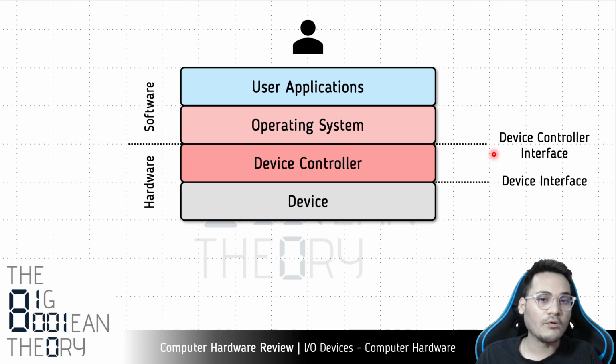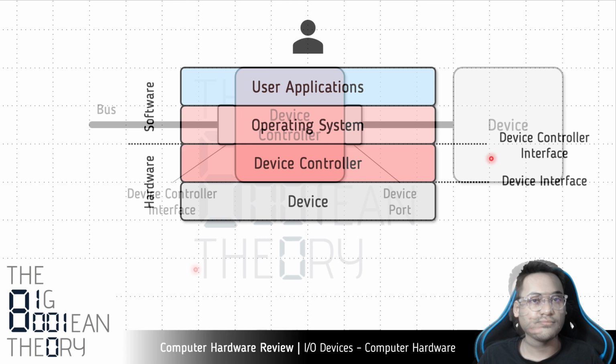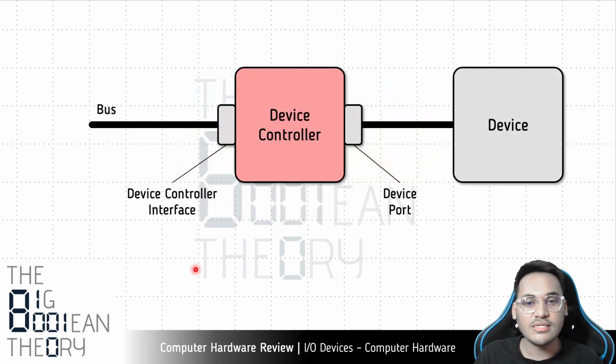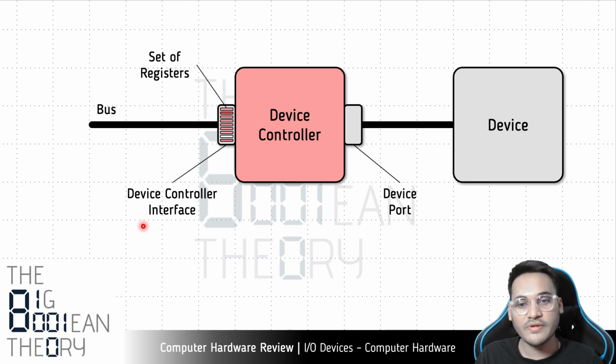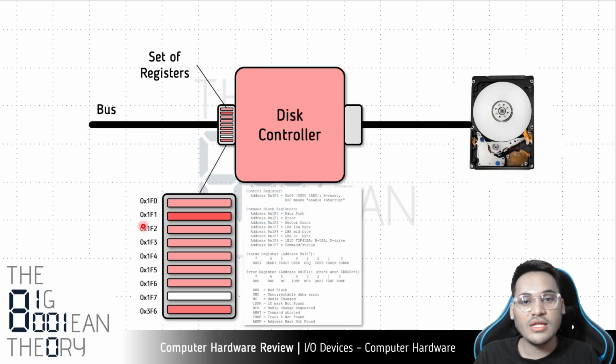So let us now see how the operating system communicates with the device controller interface and gives the commands. Let us understand how the operating system uses this device controller interface to communicate with the device controller. So the basic idea is that there are a set of registers in this device controller interface which the operating system can read or write to give any command or perform any kind of communication with the device controller. So let us take an example and see how these registers could look like and how the operating system uses them to communicate. For that, I have taken a real disk controller interface.